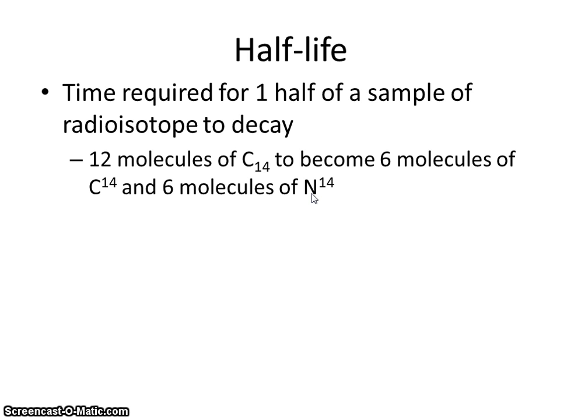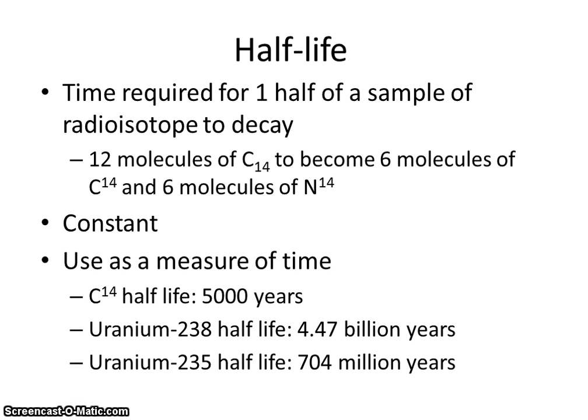Now this is very predictable, and we can actually use this to date samples of material that have carbon-14, which is pretty much anything that's living. It's a very slow half-life, so we have to use it for things that are very, very old. For instance, we can't date anything that is less than 5,000 years. That's the half-life of C14, because it won't have decayed enough for us to have an accurate measure.